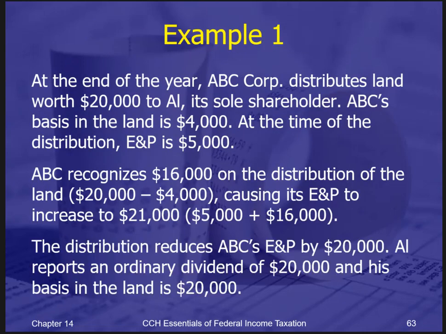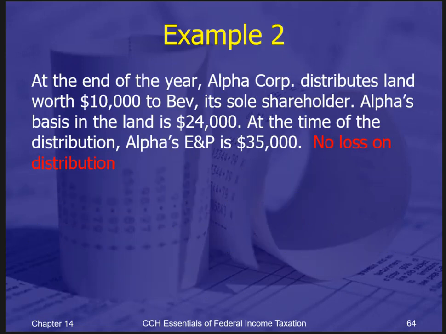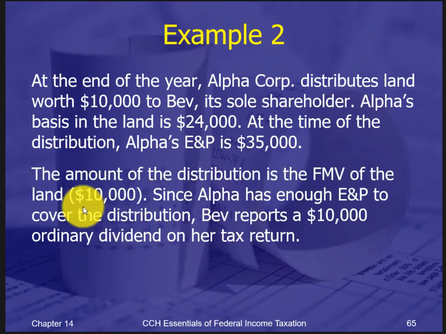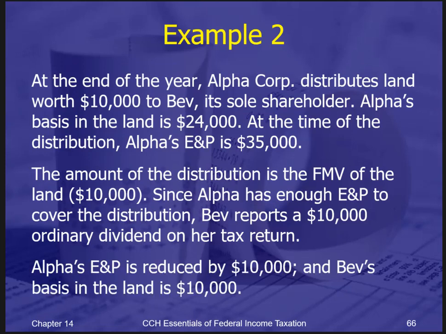And here's your example. And then this example with a loss. No loss, but you still distribute at fair market value. And that is the end of C Corporation.